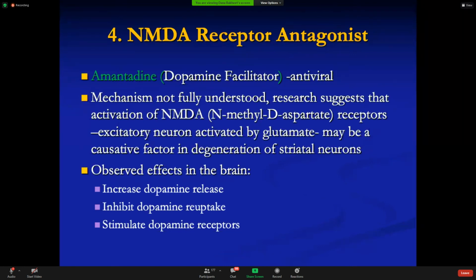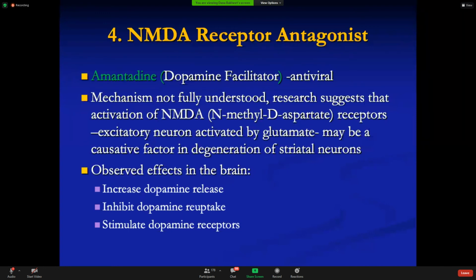The mechanism is not fully understood, but researchers suggest that activation of NMDA receptors, which are excitatory neurons activated by glutamate, may be a causative factor in generation of striatal neuron activity. But at the end, what they are seeing is an increase of dopamine acting on different receptors, or you inhibit the reuptake.